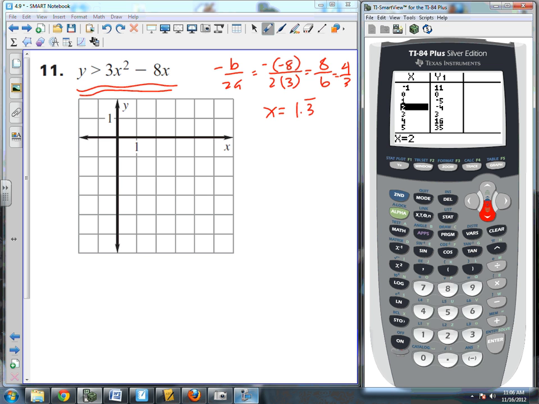So I want to plot 1, negative 5 on my grid, and also 2, negative 4. All right, so I know that those 2 points surround my vertex. I just need the vertex. So I know that the x value is 1.3 repeating.